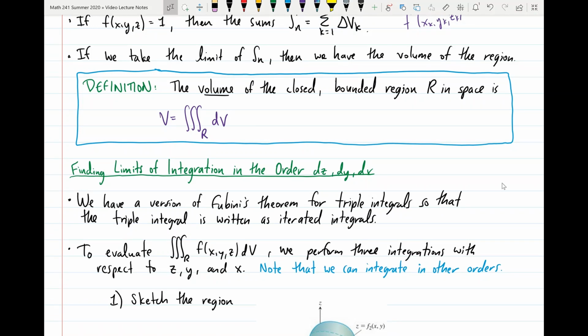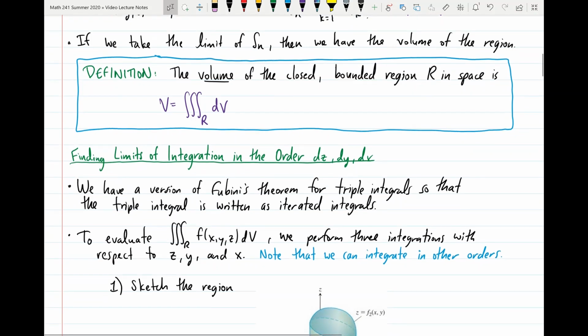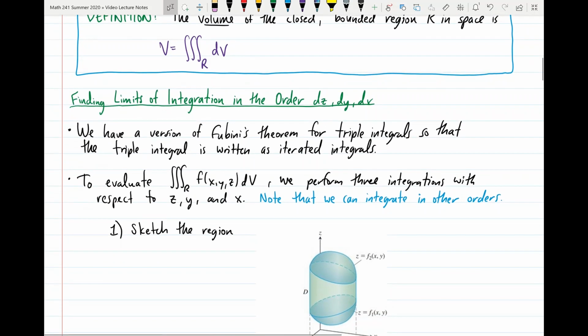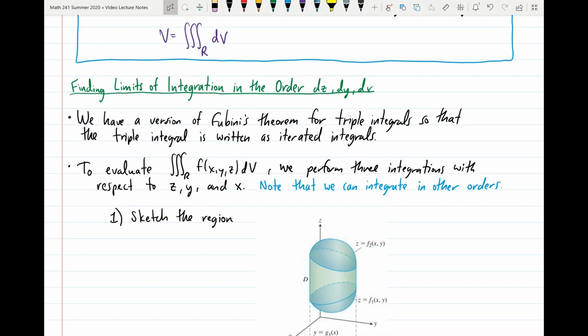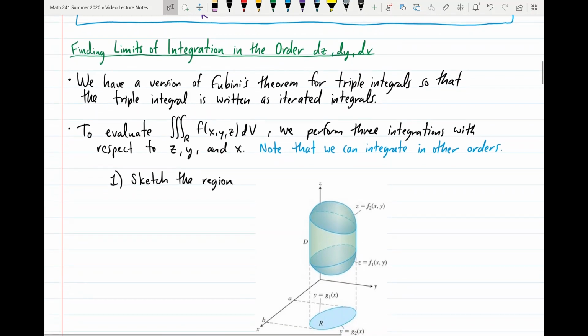All right, so now we want to move down to discussing how we can actually calculate triple integrals. And remember from our discussion of double integrals that there was a way to represent a double integral as an iterated integral, and we called the theorem giving us that fact Fubini's theorem. And we can do a similar thing for triple integrals as well. So we can write a triple integral as 3 iterated integrals.